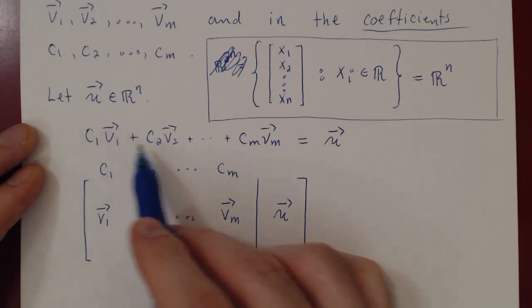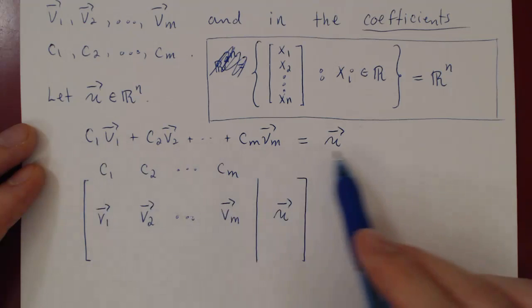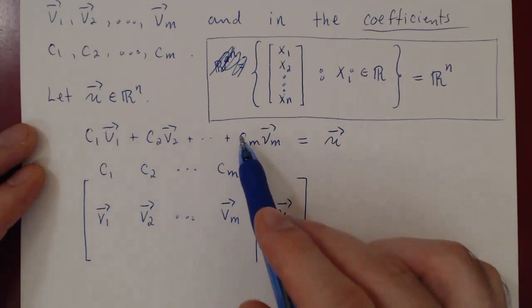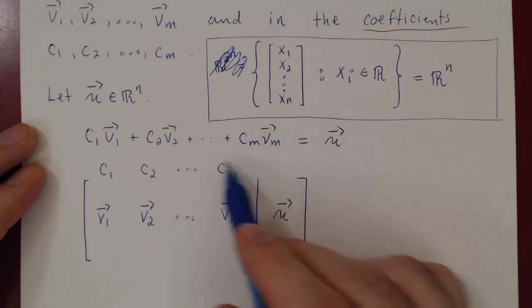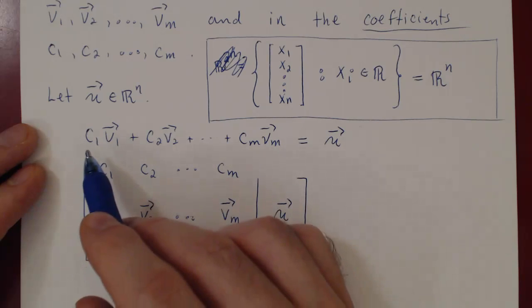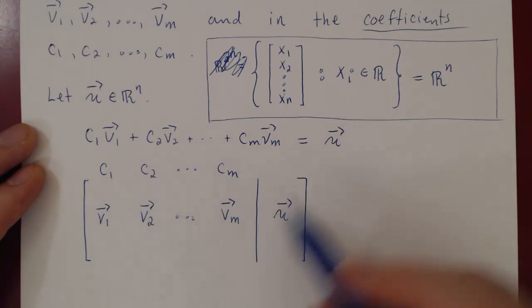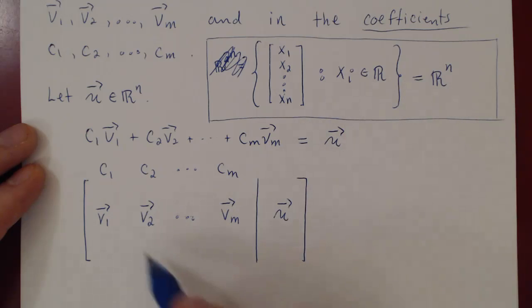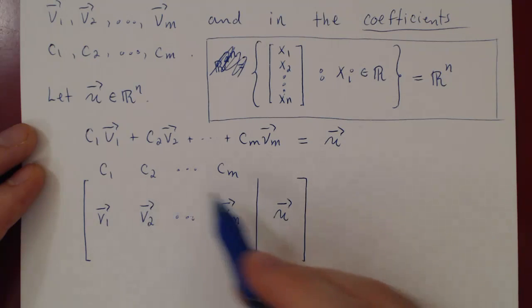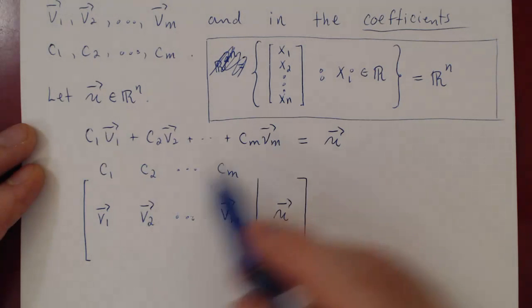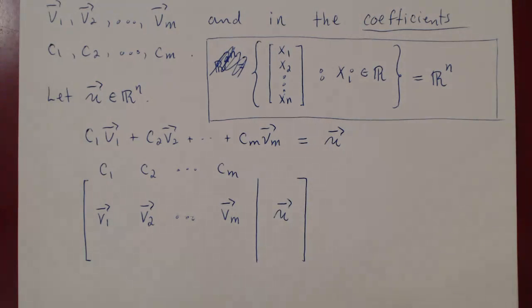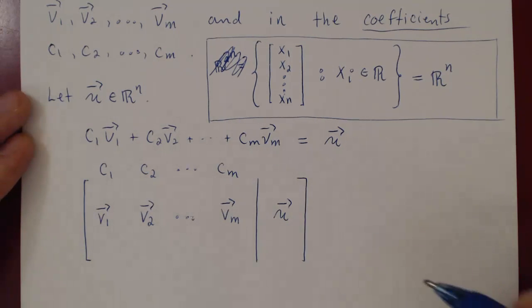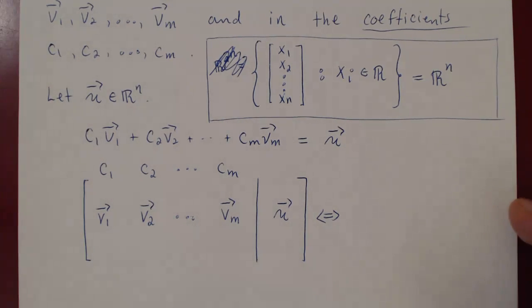And you see that solving this equation, so finding coefficients c1, c2 through cm so that u is a linear combination of the vectors v1 through vm, amounts to solving the linear system where the coefficients are the variables, the vector u is the vector of constants, and the columns of your matrix are simply the column vectors corresponding to each coefficient of the linear combination. You could also, if you wanted to, rewrite this as a matrix equality, whichever one is more convenient.